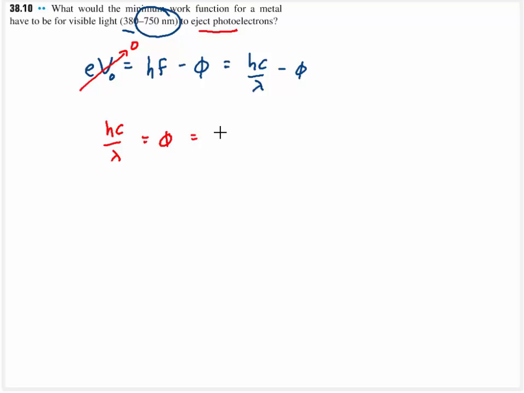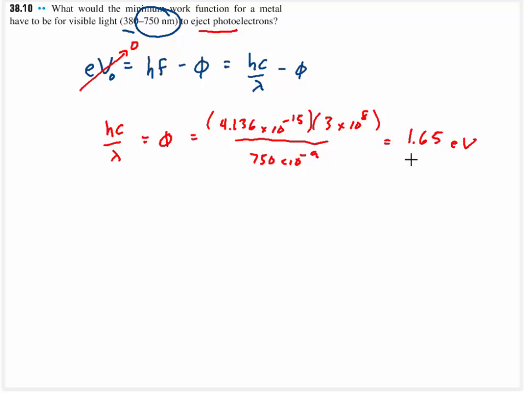So that's got to be equal to, I'm going to use the electron volts version of Planck's constant again, 4.136 times 10 to the minus 15th, and again that is electron volts multiplied by seconds, multiplied by the speed of light, 3 times 10 to the 8th meters per second, divided by 750 times 10 to the minus 9th, and I'm going to get 1.65 eV.